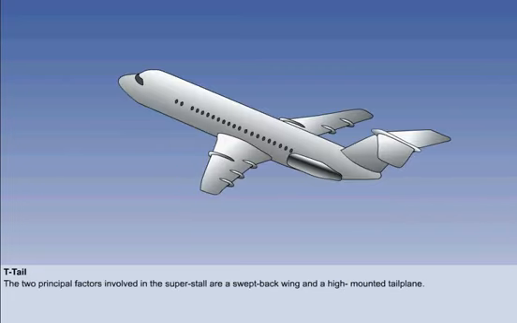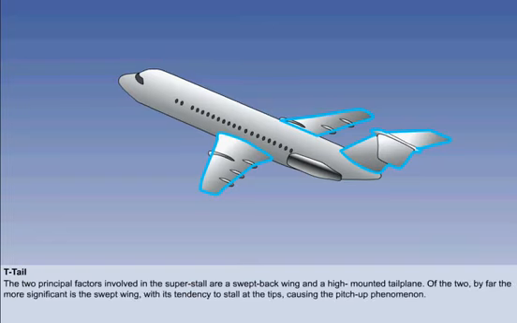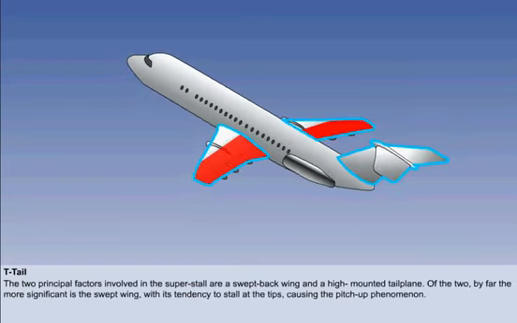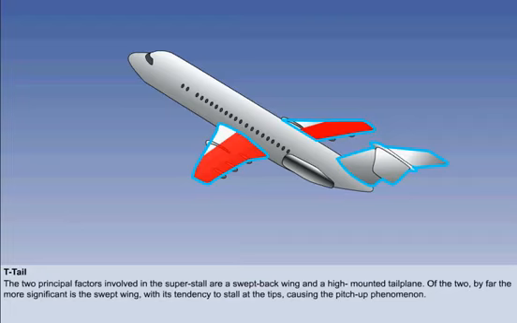The two principal factors involved in the superstall are a swept-back wing and a high-mounted tailplane. But of the two, by far the more significant is the swept wing, with its tendency to stall at the tips, causing the pitch-up phenomenon.